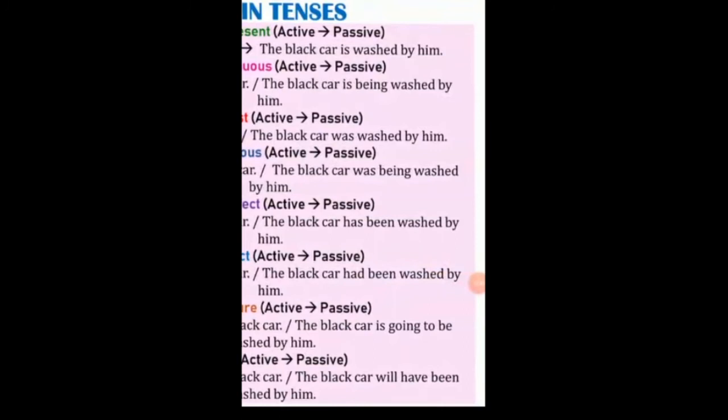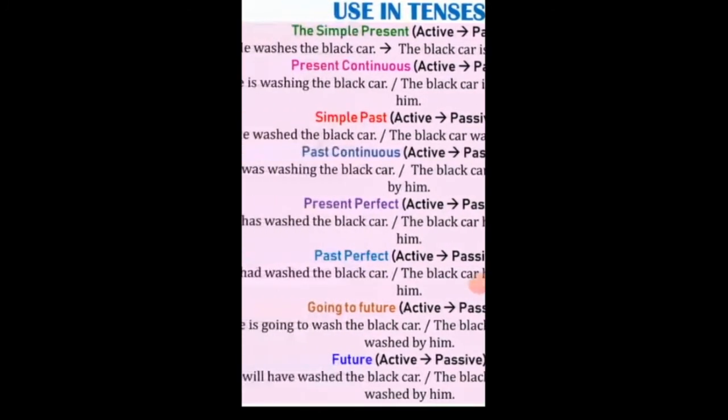Likewise, I have told you being is used because this is a continuous tense, and was is used because this was a past continuous tense. So the auxiliary verbs which are used in past are was and were according to the subject. So the black car was being washed by him. By, you always add the by to the sentence while converting a sentence from active to passive. Okay, so you are done with simple present, present continuous, simple past and past continuous.